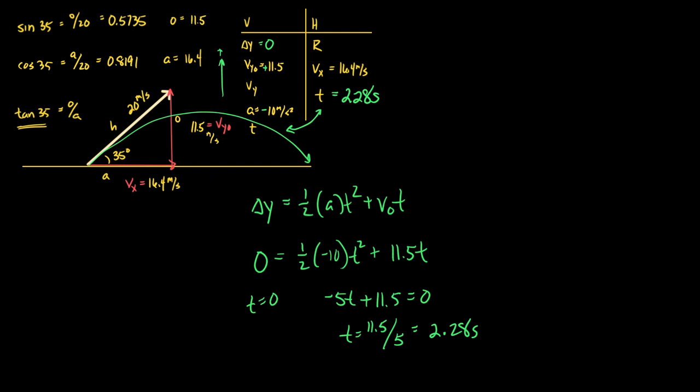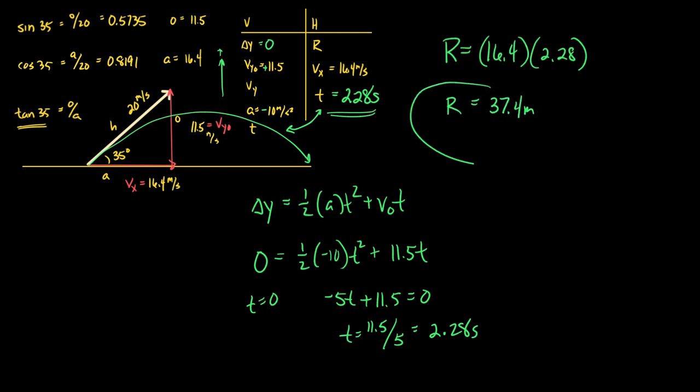But if that's the time it takes for the thing to go up and come back down, then this is the time it takes for it to go sideways. So now I can figure out where it lands. 16.4 times 2.28. A lot of steps, isn't it? A lot of steps. And trig too.